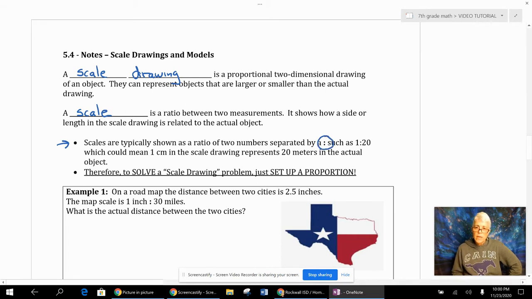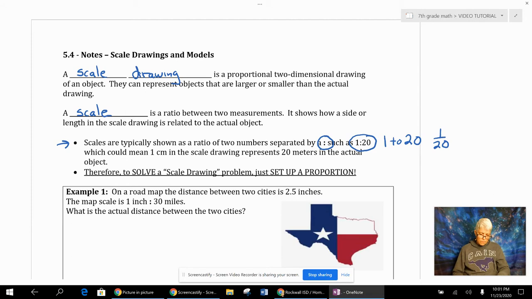Now, the very first day, again, we learned about ratios. We learned there are 3 ways to show a ratio. You could write it like 1 to 20, or you could actually write it like a fraction. And that's what we're going to be doing a lot today, because we're going to be solving missing proportions, these scale drawings, missing sides, lengths, distances, by setting up proportions and solving it, just like we've been doing for like 2 or 3 weeks now.